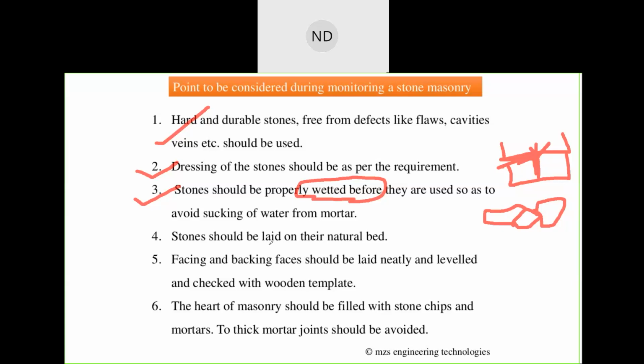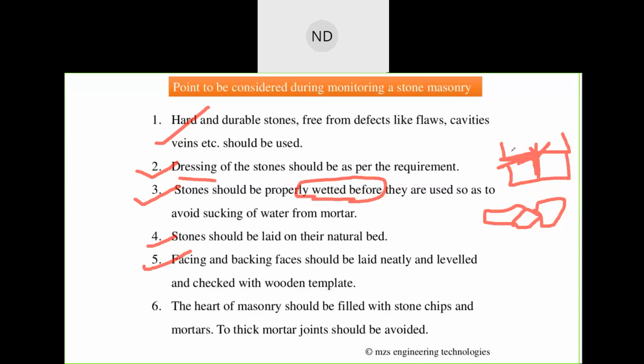Stone should be laid on its natural bed. Facing and backing faces should be laid neatly, leveled, and checked with a wooden template. This facing of the wall and the backing also should be leveled, that means nothing but your dressing. The heart of the masonry should be filled with stone chips and mortar. Too thick mortar joints should be avoided.